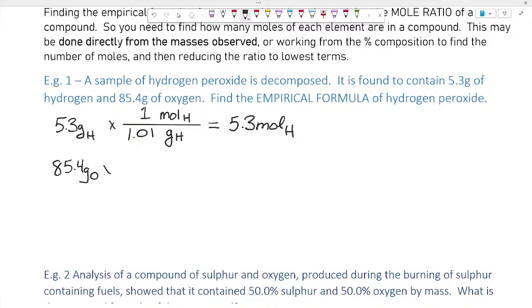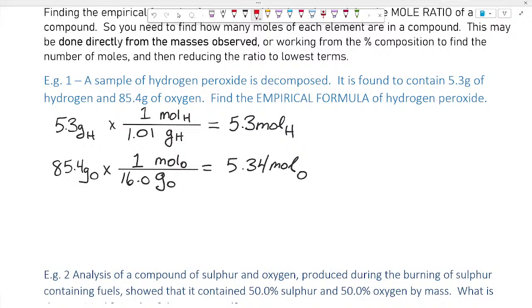And this one, a little less easy math, but still pretty easy math. I want to cancel grams of oxygen. I want moles of oxygen instead. And what's the ratio here? 1 mole of oxygen weighs how many grams? 16.0. And that's going to give us what? Okay, so also 5.3 moles. In this case, 5.34.